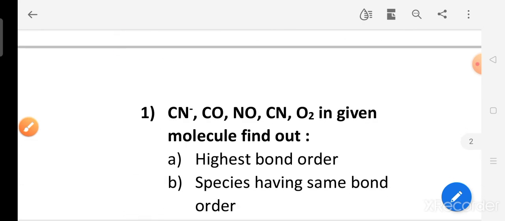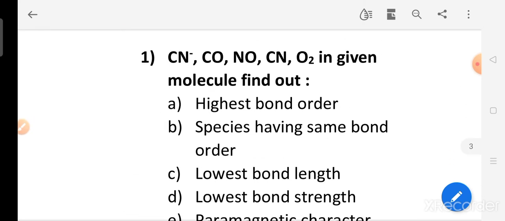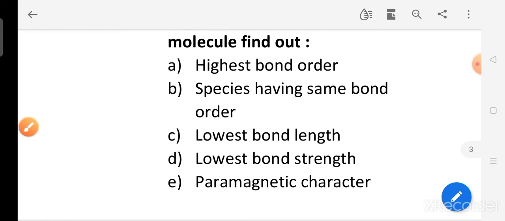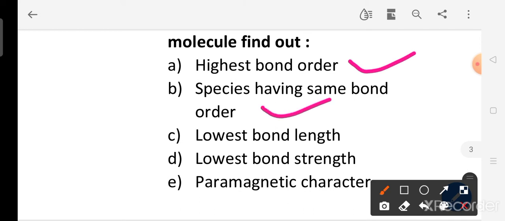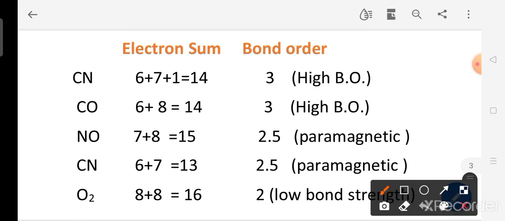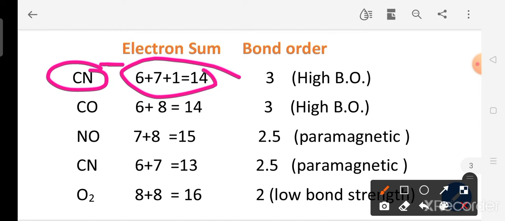Now we have to discuss some examples. We are given molecules like CN minus, CO, NO, CN, O2, and we are asked to find the highest bond order, the species having the same bond order, the lowest bond length, the lowest bond strength, and the paramagnetic character. First, we have to calculate the electron sum of these molecules. Here there is a minus 1 charge, so the electron sum of the CN minus molecule is 14.